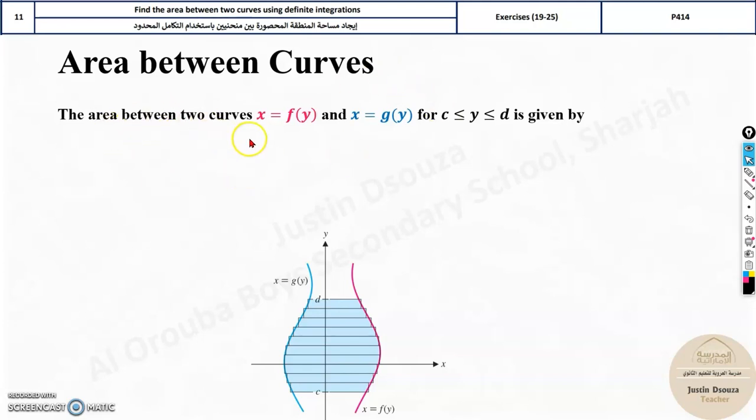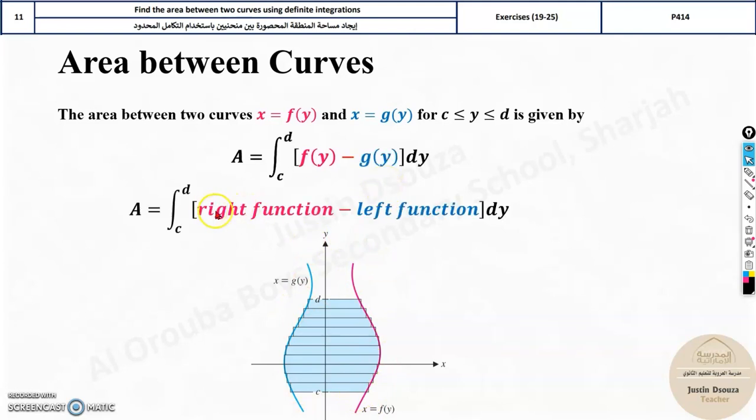To find the area between curves, we have two curves over here: x is equal to g of y and x is equal to f of y. One is in pink and one is in blue. The limits are given from c to d. How would you find this area? The area is given by, from the limit, in this case c to d, you need to find the right function, that is f of y, minus the left side. That's it. That will give you the answer. It's basically the right function minus the left function in simple terms.